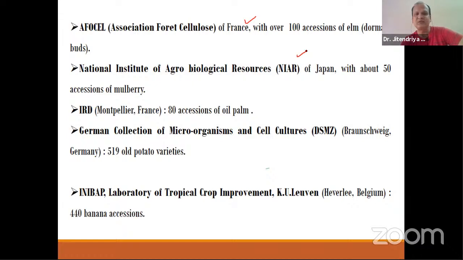These are certain examples stored in the respective banks. IRD is another one, where you can find there are 80 accessions of oil palm. Another one is the German Collection of Microorganisms and Cell Cultures. There are about 519 potatoes. These are some examples. Now more may be added to it. Okay, banana accessions were also being stored.